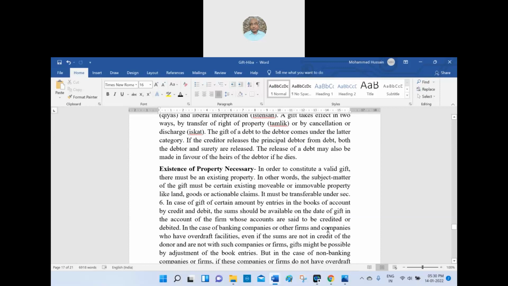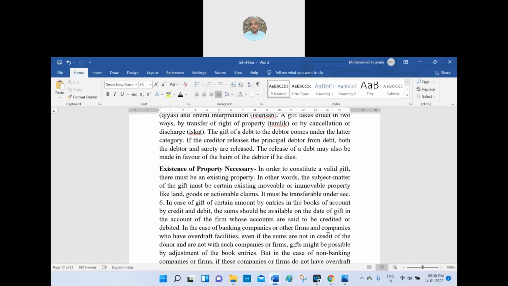In other words, the subject matter of the gift must be certain existing mobile or immobile property, like land, goods, actionable claims. It must be transferable under Section 6 of the Transfer of Property Act. What are the things that can be transferable? It is clearly mentioned in Section 6 of the Transfer of Property Act.